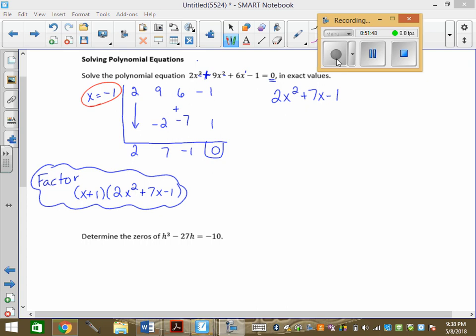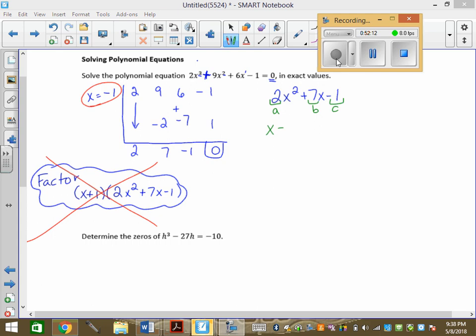But I didn't say factor. I said solve. So the only way I can get the answer to that, and if you plug it into your calculator and get the zeros that way, you are not doing it algebraically. And secondly, you're not going to get exact values. I need to plug it into the quadratic formula. So this is my A, this is my B, and this is my C.